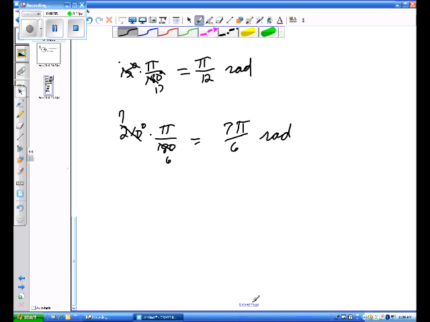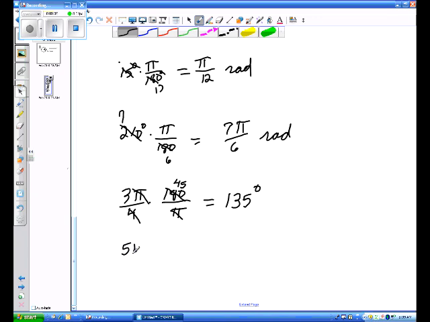If we want to change radians to degrees, let's say we have 3 pi over 4 radians, and we want to change that to degrees. Well, then we're going to multiply by 180 over pi. It's the pi's we're wanting to get rid of. And even if we didn't have pi here, if it were just a real number, we would still multiply it by 180 over pi. But our pi's cancel. And 4 is going to go into 180 45 times. So 3 times 45 is 135 degrees.